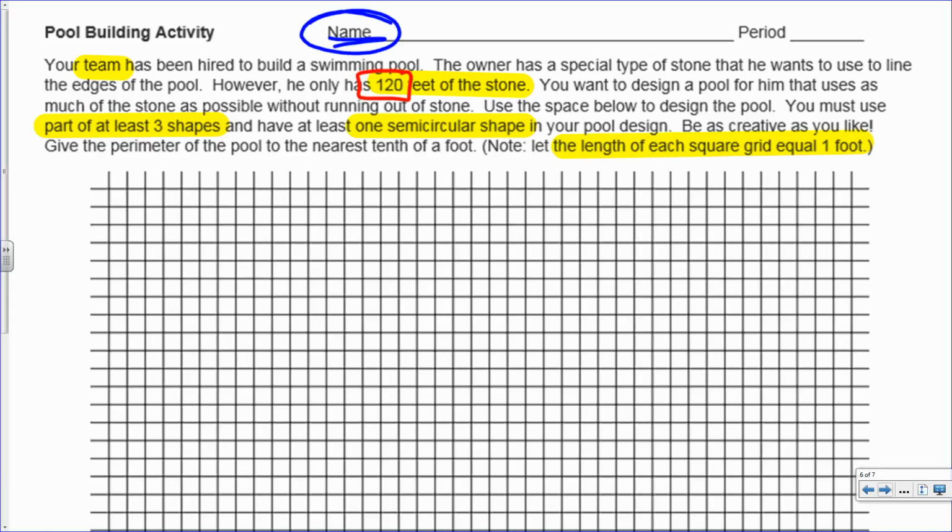Now it says you must use part of at least 3 shapes, and one of them has to be a semicircle. So you could even start with your semicircle. Now to draw a proper semicircle, first of all, decide the diameter. So if I'm going to have one side of my pool here and go over 1, 2, 3, 4, 5, 6, 7, 8, 9, 10, 11, 12, 13, 14. Let's go 14. That'll be fun.